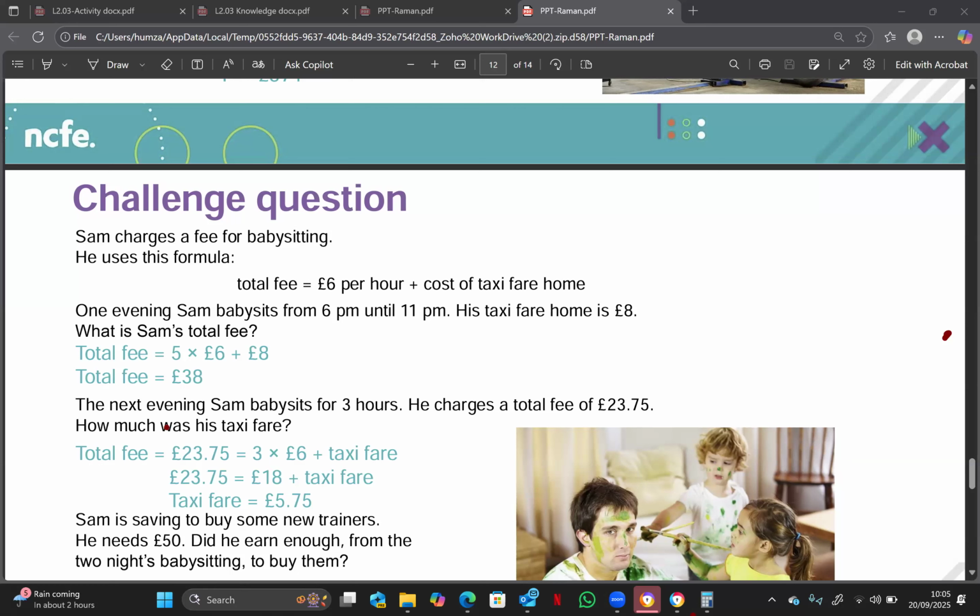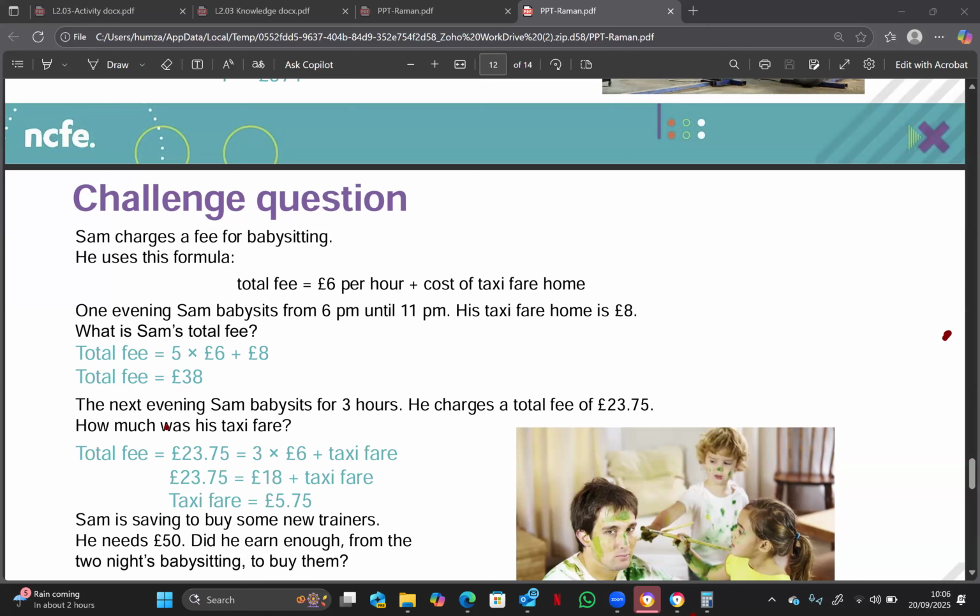Sam is saving to buy some new trainers. He needs £50. Did he earn enough from the two nights of babysitting to buy them? How much did he earn both nights without the taxi? Because he didn't earn what the taxi cost. No, he only earned what he earned per hour. Sorry. No worries, it's fine, don't worry.